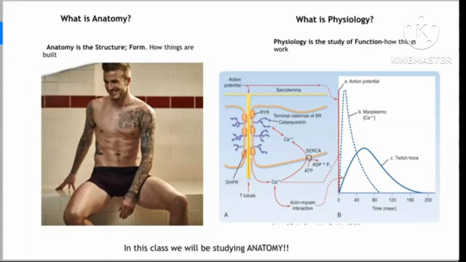What is anatomy versus what is physiology? We always hear A and P, anatomy and physiology. There's some overlapping with them, but let's try to figure out what makes them different. Anatomy is the structure, the form, how things are built, how things are put together. And physiology is the study of function, how things work.